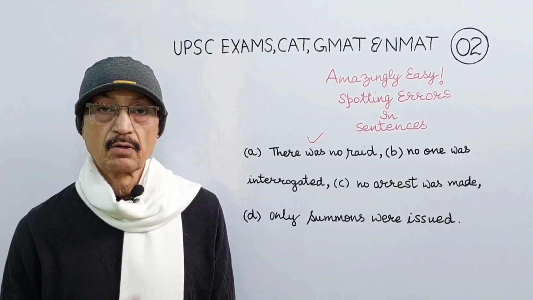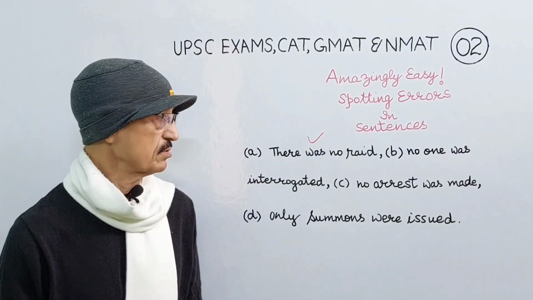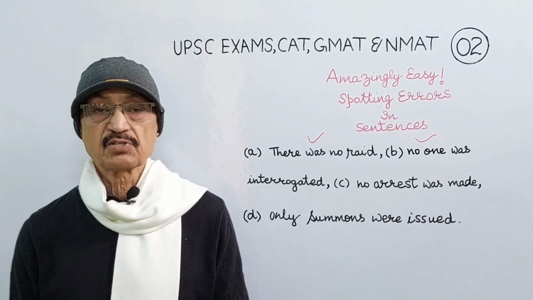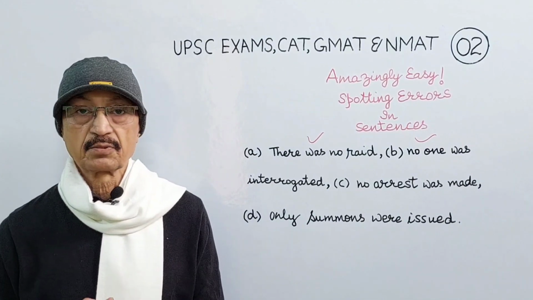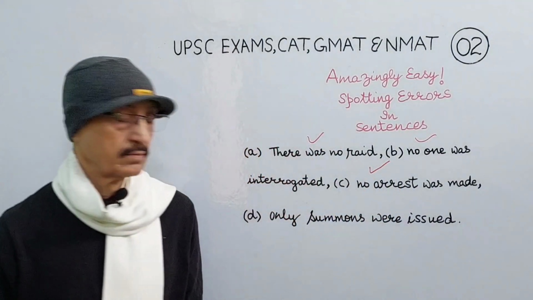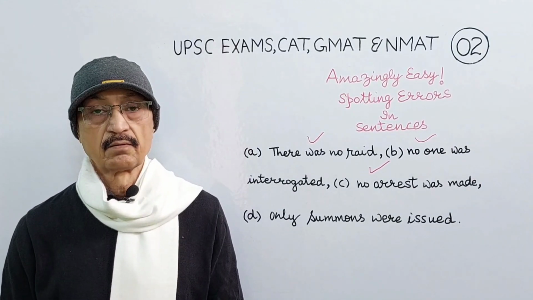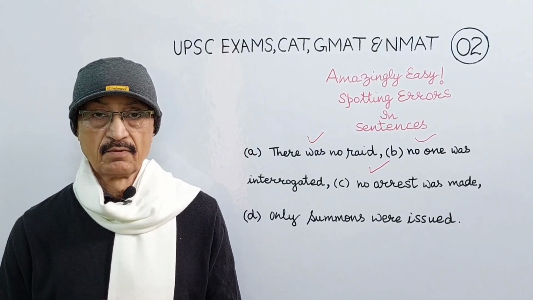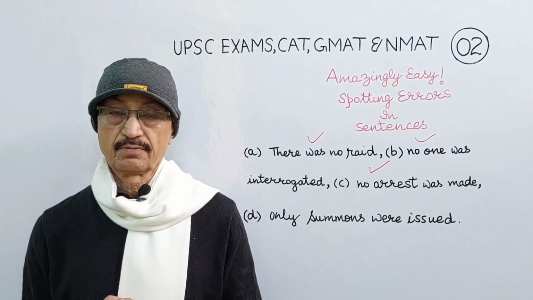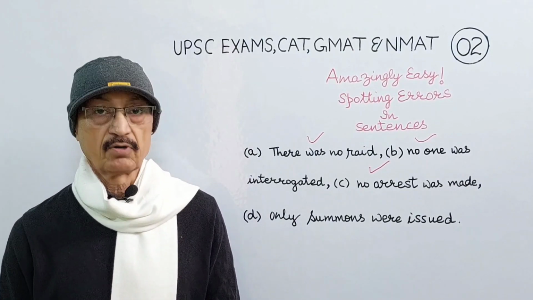Part B, no one was interrogated. This is correct, passive voice, nothing wrong. Take C part, no arrest was made. This is also correct, passive voice, correct. So it means the error lies in part D. Let us try to spot that error. Only summons were issued. In place of were, we will use was.